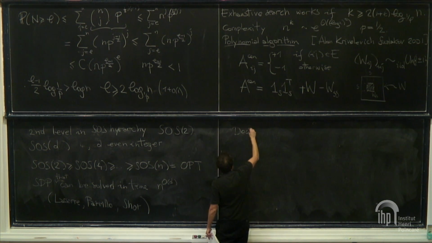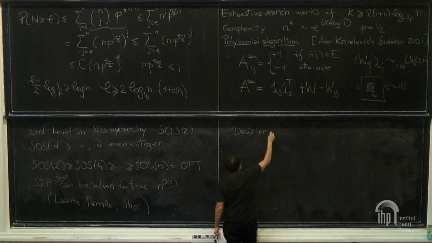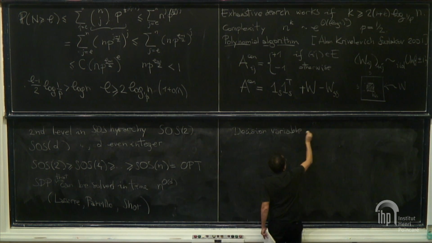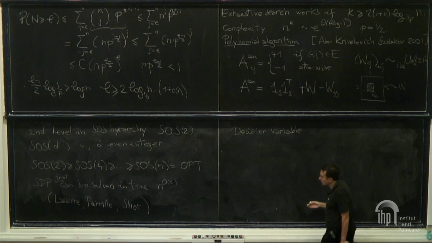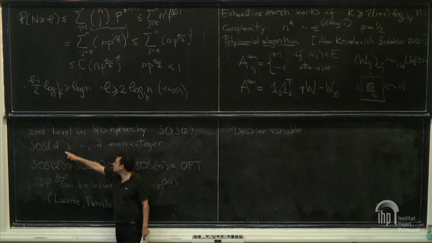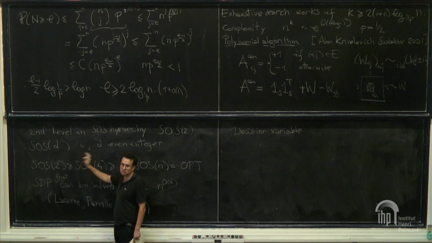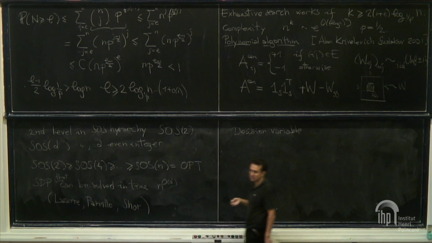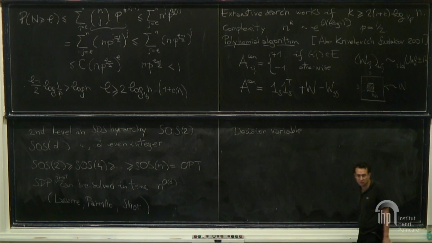So the decision variable, now look at one thing. One can look actually also at odd level D, but for notation it's actually simpler to work with even level, and it doesn't really matter because I'm interested in any constant D.